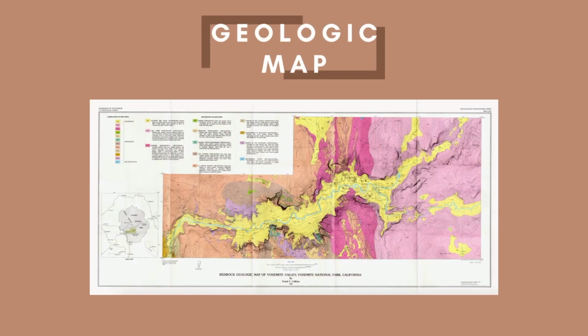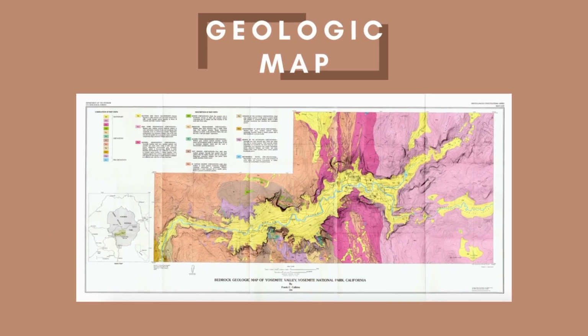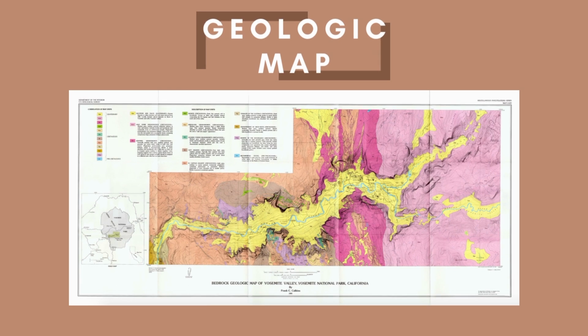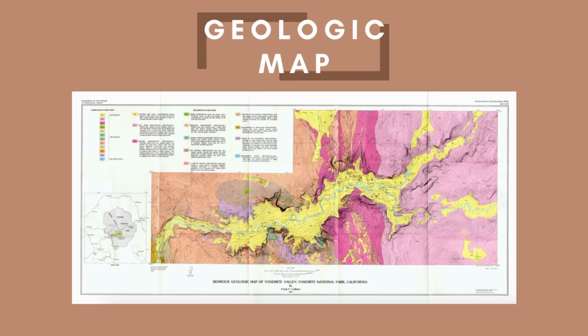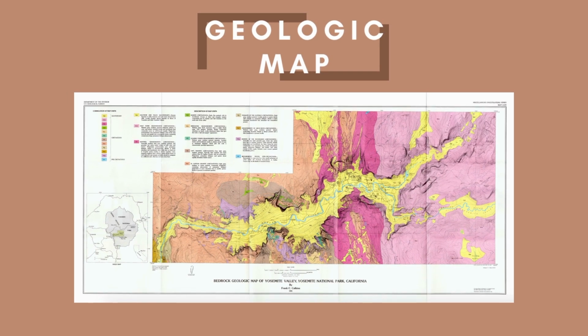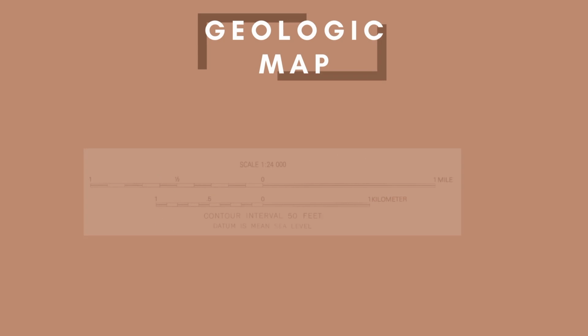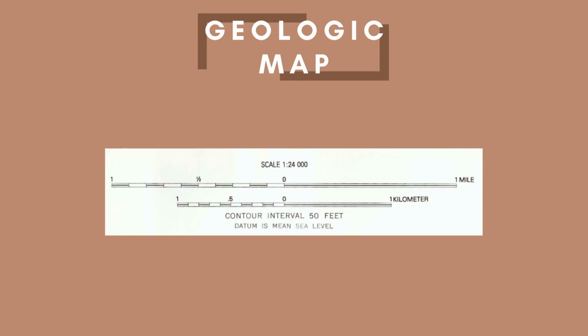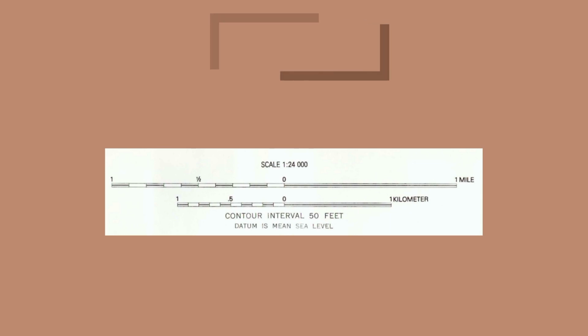Now let's delve into Yosemite's geologic map. New Mexico Tech describes geologic maps as the representation of the distribution of different types of rock and superficial deposits, as well as locations of geologic structures such as faults and folds. This USGS map of Yosemite Valley has a scale of 1 to 24,000, a contour interval of 50 feet, and an index contour interval of 5.